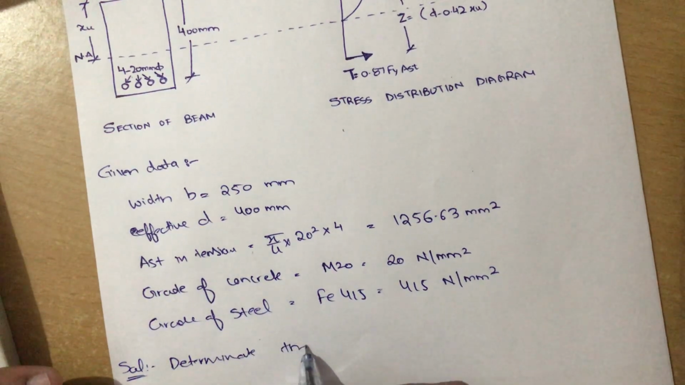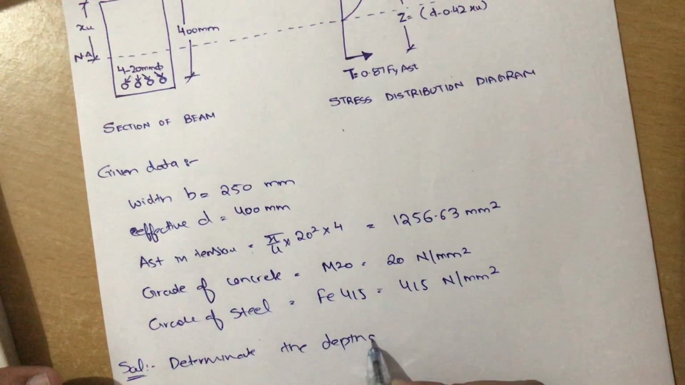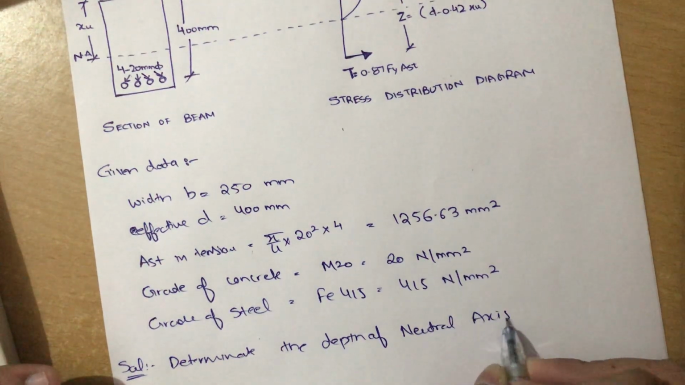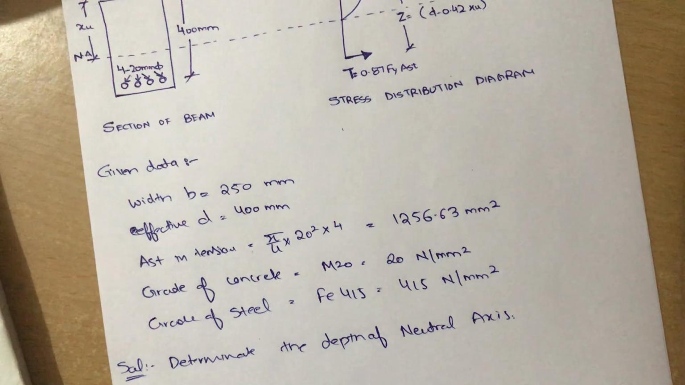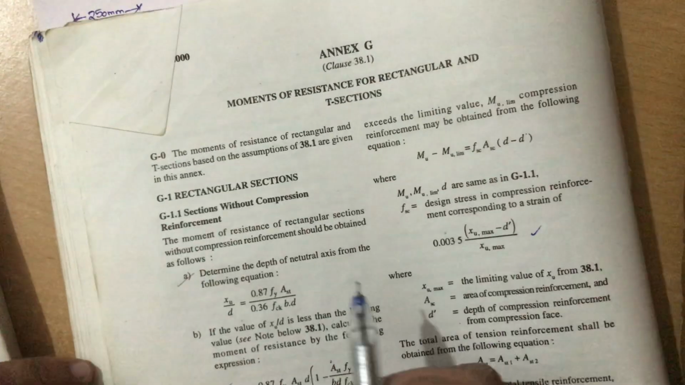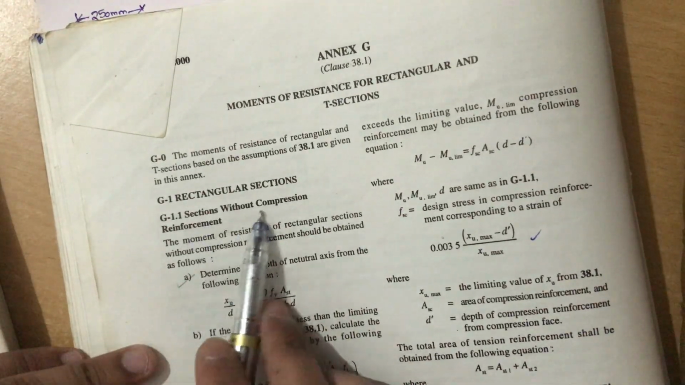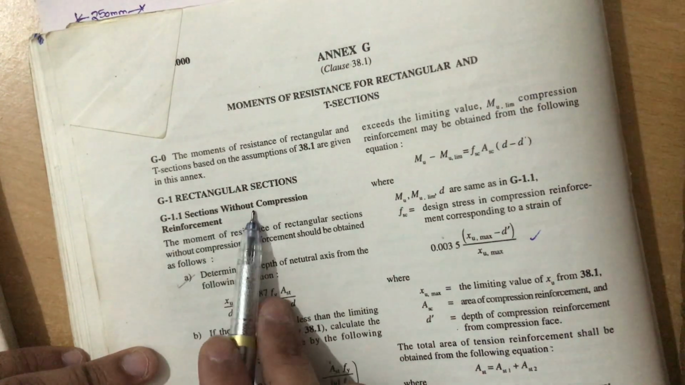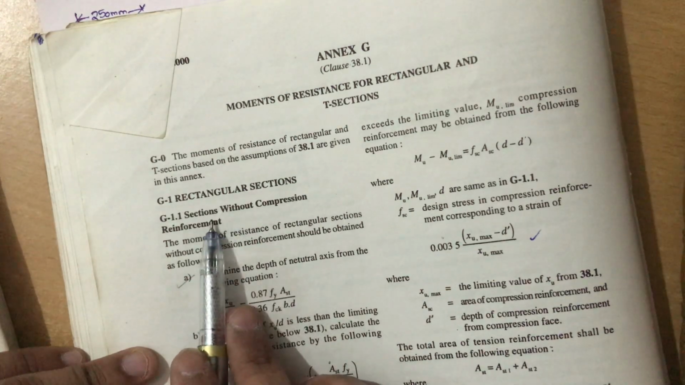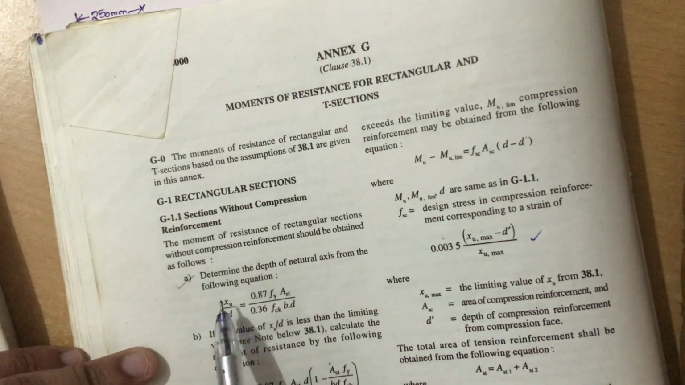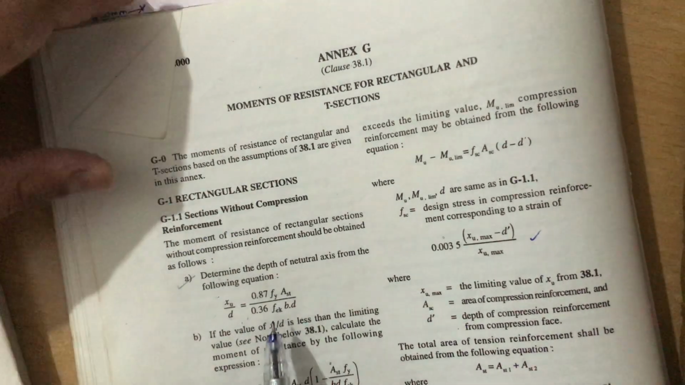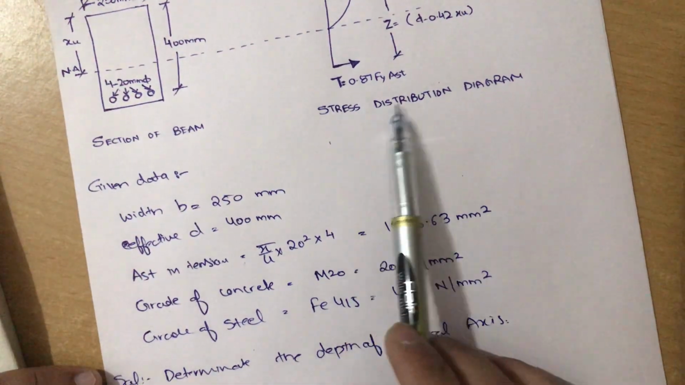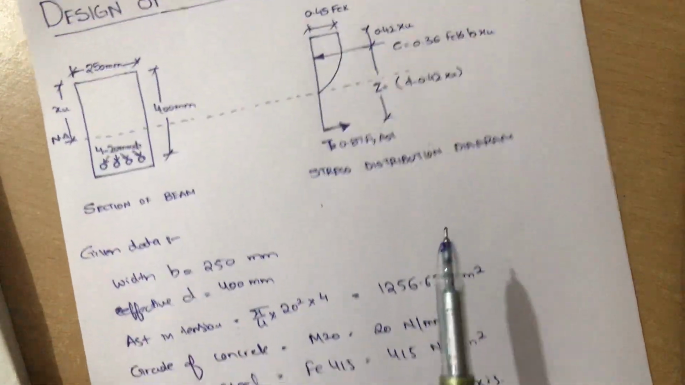Determine the depth of neutral axis. The formula is given in the code, you can check here. Section without compression reinforcement, that means this formula is used for a singly reinforced beam which has bars in only the tension zone. So you can use this formula directly from the code, otherwise you can derive this formula with the help of this stress distribution diagram, both values.